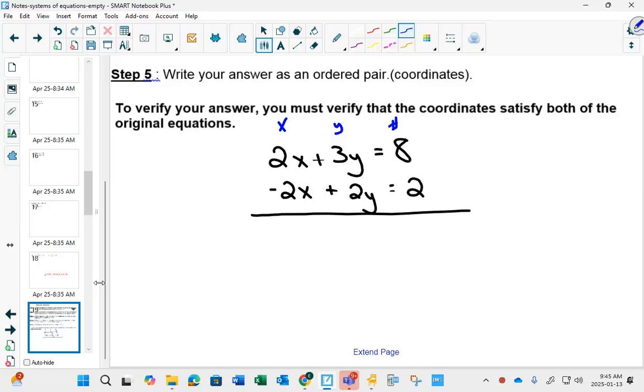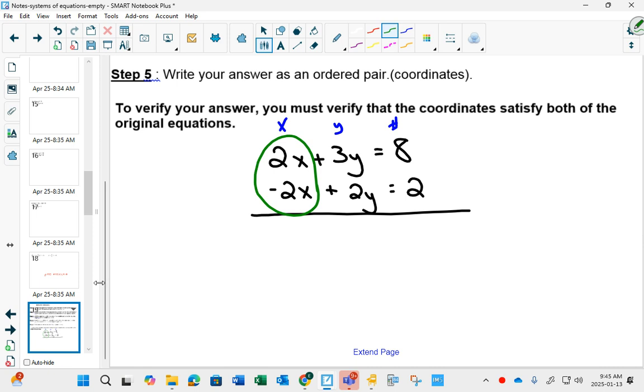And then instead of substituting, we just take the equation and say, what would happen if we added them together or subtracted them? And the idea is we want this to happen. So you see right here, I have a 2x and I have a minus 2x. If I added those together, they would cancel out.